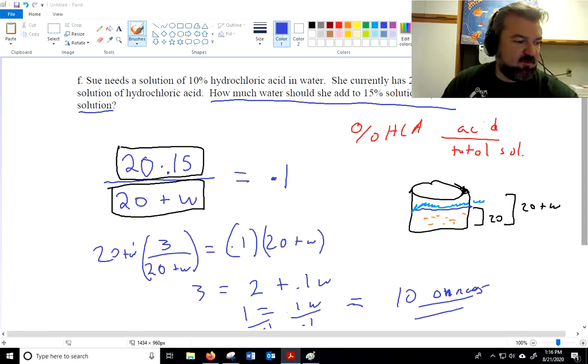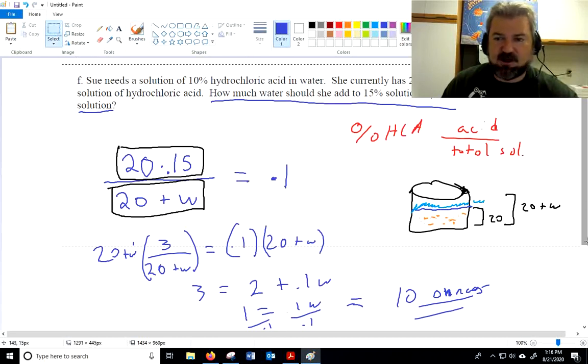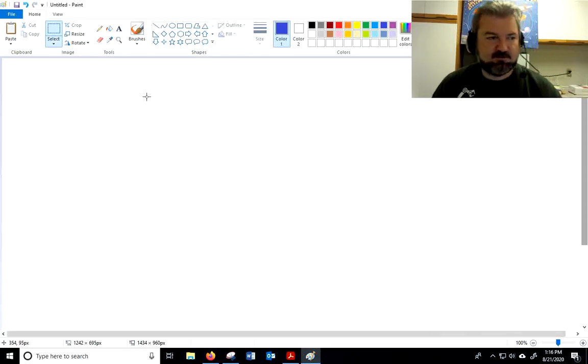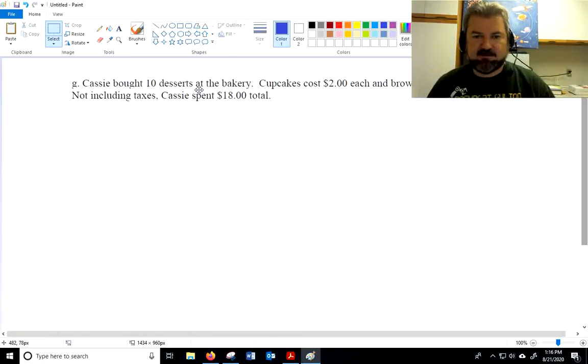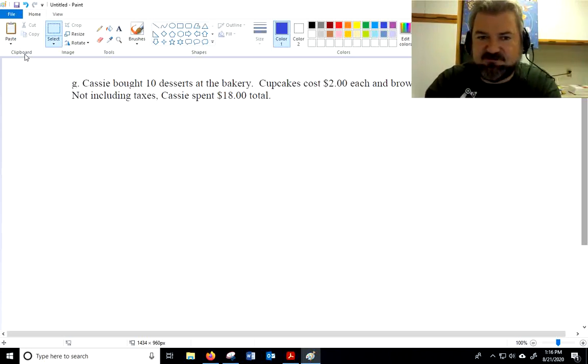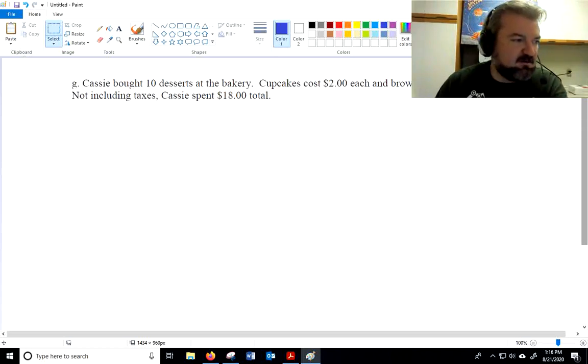Okay, I've got one more type of problem to wow you with. So here we go. Cassie bought 10 desserts at the bakery. Cupcakes cost $2 each. Brownies cost $1.50, not including taxes. Cassie spent $18 total. Okay.